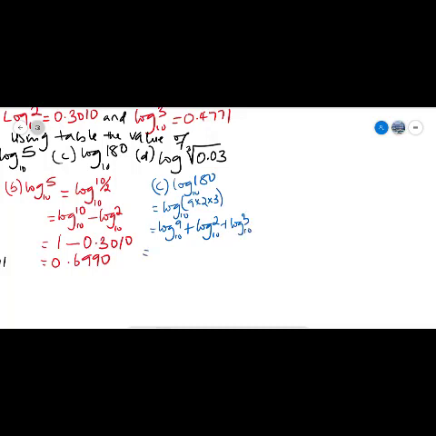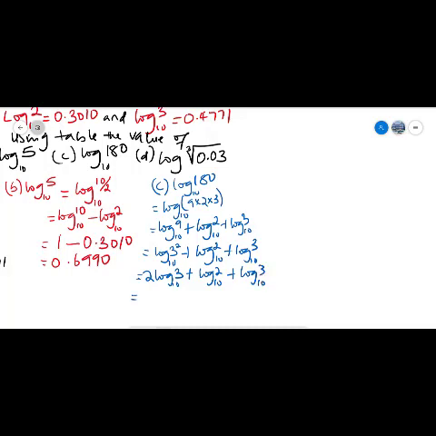Now remember that 9 is the same as 3 raised to the power of 2. So this is log 3 squared base 10 plus log 2 base 10 plus log 3 base 10. So for this, I have 2 log 3 base 10 plus log 2 base 10 plus log 3 base 10.